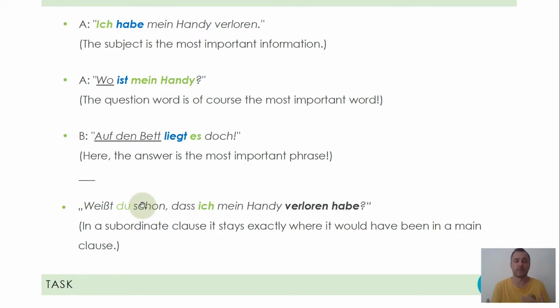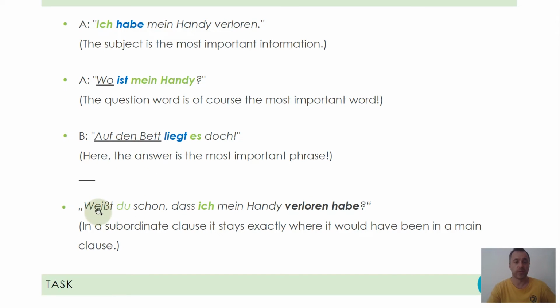Where does the subject go in a subordinate clause? So in a clause where the verb goes to the end. Very important. In a subordinate clause, only the conjugated verb goes to the end. Everything else stays just the way it is. This includes the subject. So here we have: Weißt du schon, dass ich mein Handy verloren habe?